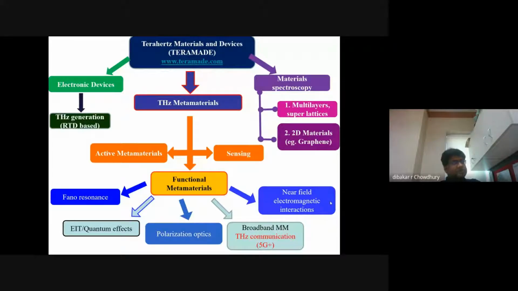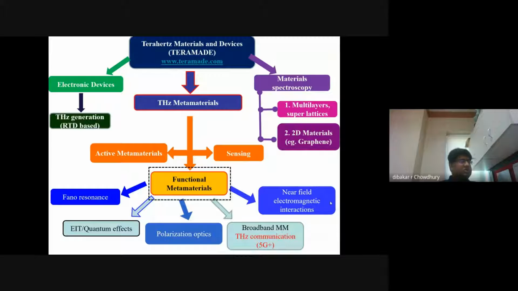What happens is that metamaterials are all resonator based. Depending on the interaction between the resonators, which is of course a very near field interaction, the properties can be tuned. That also we do.